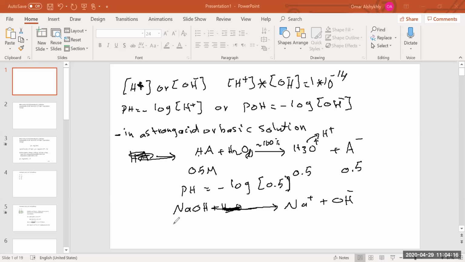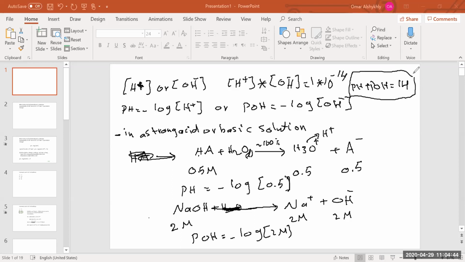So if I have, for example, 2 molar NaOH, then the OH minus will be 2 molar, and the pOH will equal minus logarithm of the 2 molar. Then you will find the pH, because pH plus pOH equals 14. So that's how we deal with a strong acid or strong base. It is easy to calculate the pH of the solution because it's easy to find the concentration of H plus or OH minus.